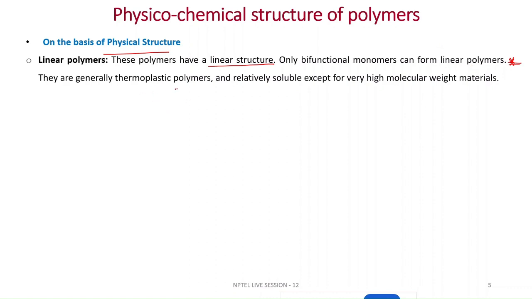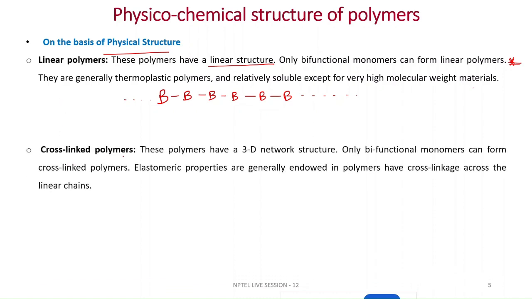They are generally thermoplastic polymers and they are relatively soluble, except for very high molecular weight material. So we already denoted the bifunctional monomer as B. So this B, by the chain reaction, will form like that and it will continue. So this kind of linear structure we find in the linear polymer, which is formed mainly of bifunctional monomers.